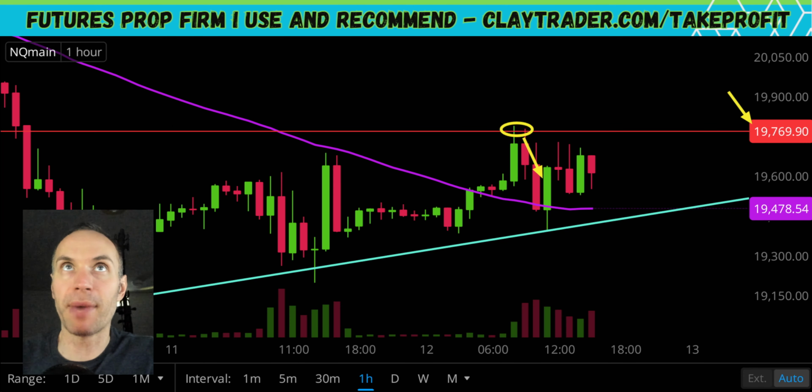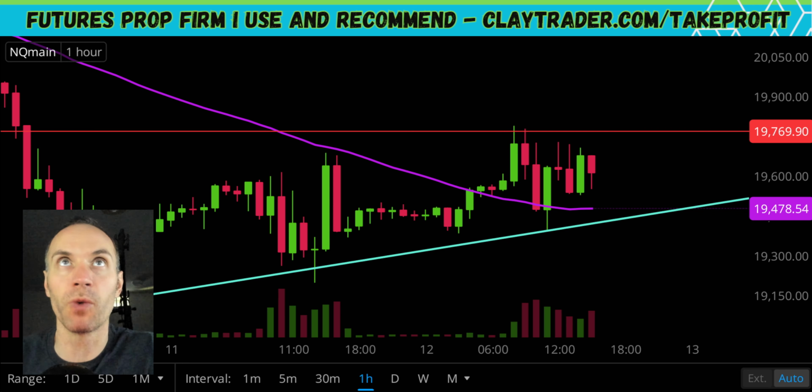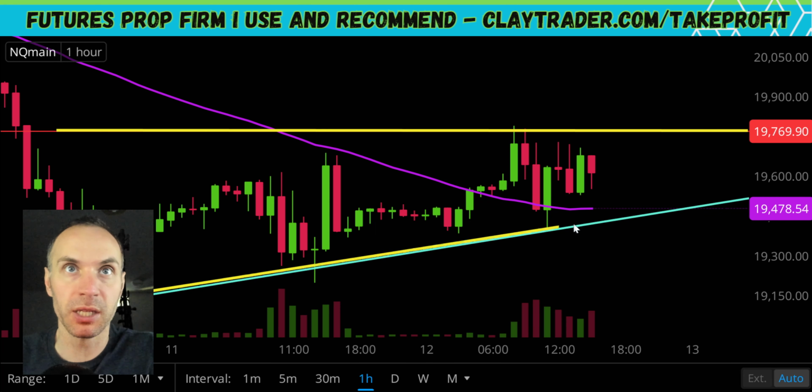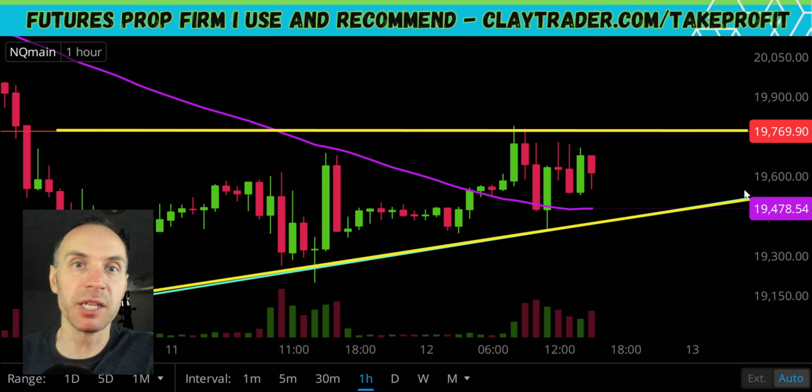But just taking a step back and looking at everything from the bigger picture point of view, what we now have is just a big old ascending triangle pattern. So resistance, support, an ascending triangle is a bullish pattern. Now, let me be very clear. Just because something's a bullish pattern does not mean for sure guaranteed the price is going to go upwards.